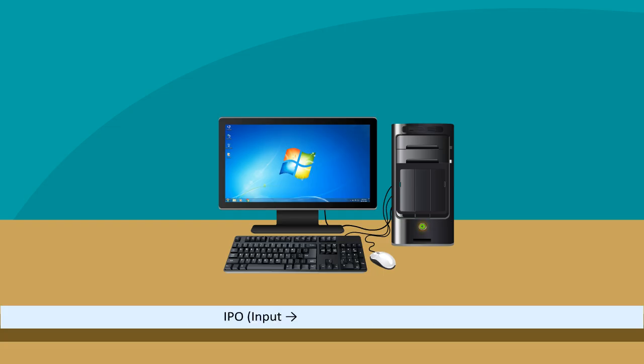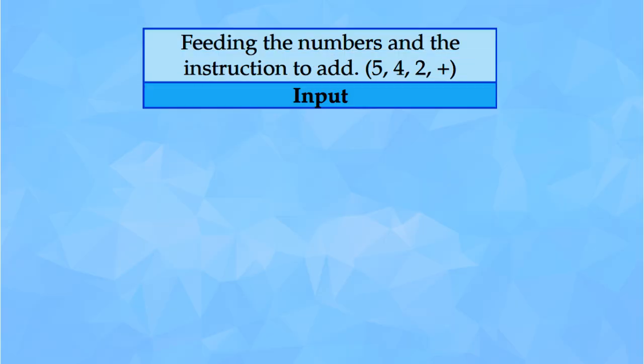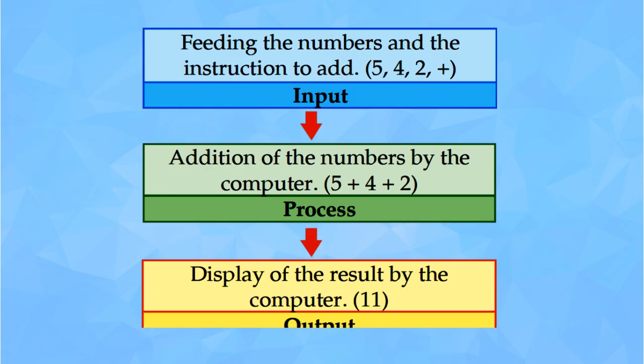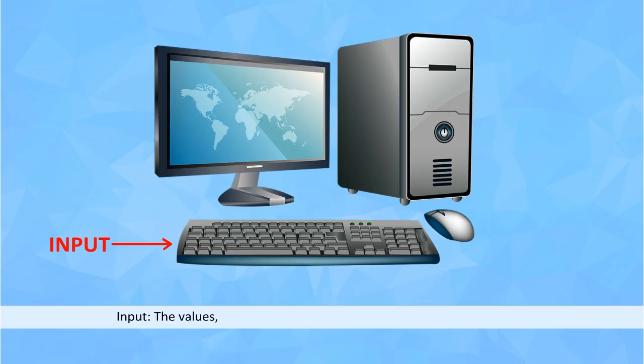IPO: input, process, output. For example, if we want to add 5, 4, and 2, the following stages will take place: feeding the numbers and the instruction to add 5, 4, 2, plus, is input; addition of the numbers by the computer, 5 plus 4 plus 2, is process; display of the result by the computer, 11, is output.